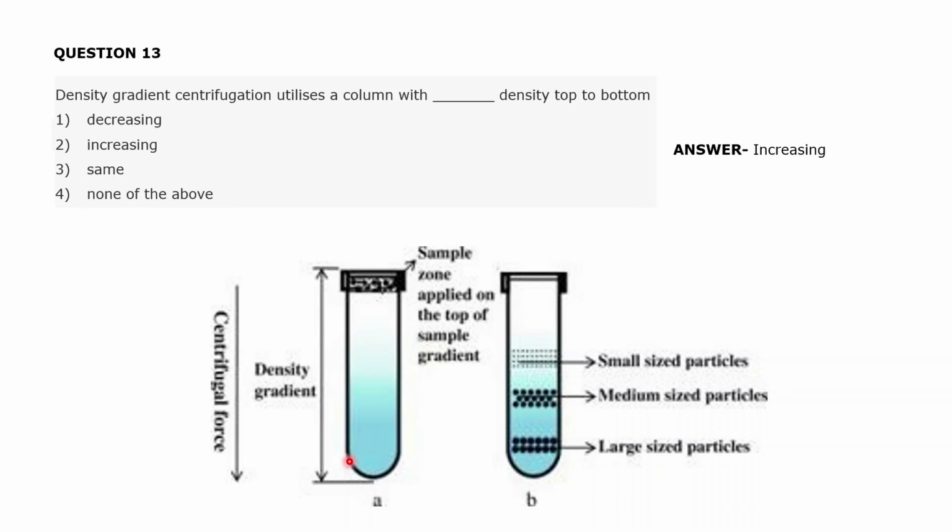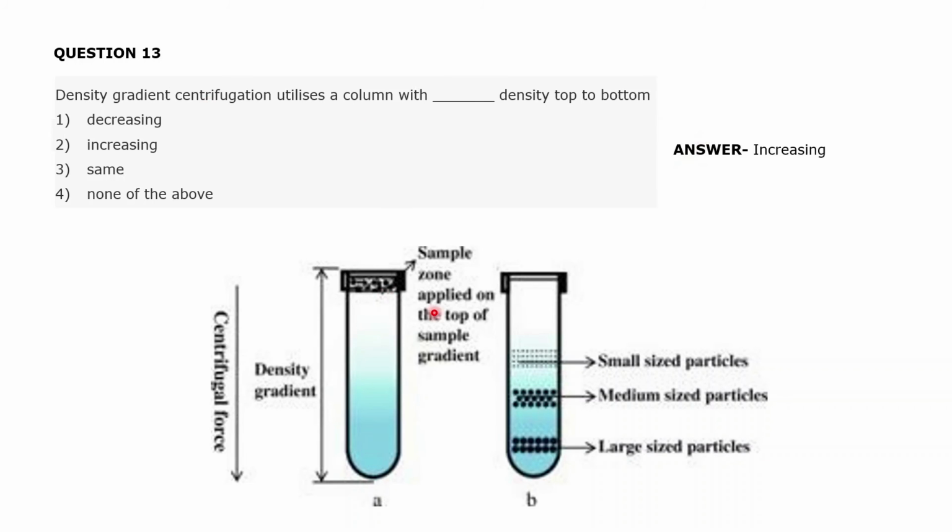In this case, you are filling in different layers or gradients of whatever gradient material you are using. Suppose I am taking sucrose here. I am having a higher concentration of sucrose, so it is much denser in this case. Then I am having a lower concentration, and the concentration decreases as it moves from bottom to top. In the case of top to bottom, the top is the place with the lowest density, and the bottom is the place with the highest density. So density actually increases from top to bottom.